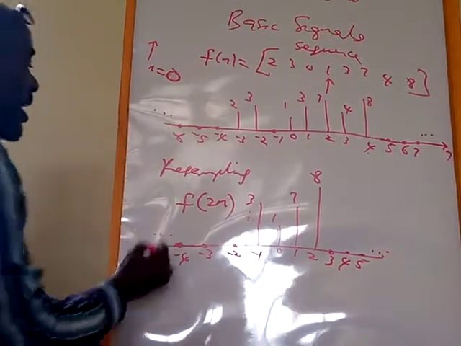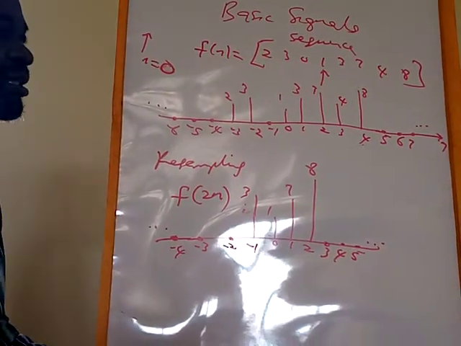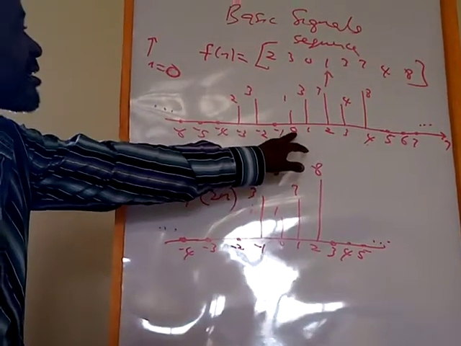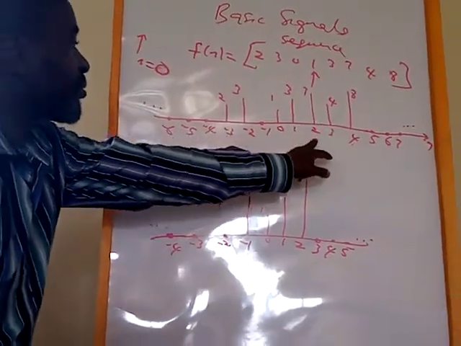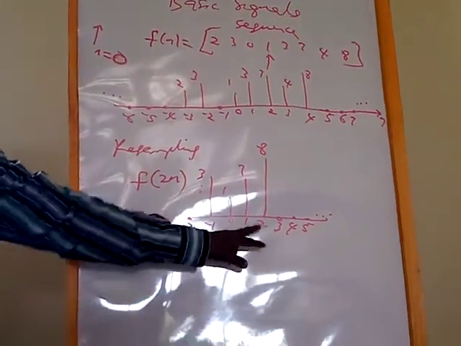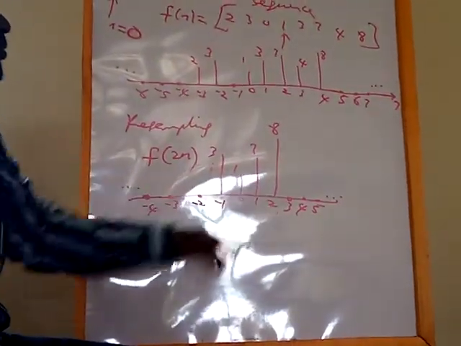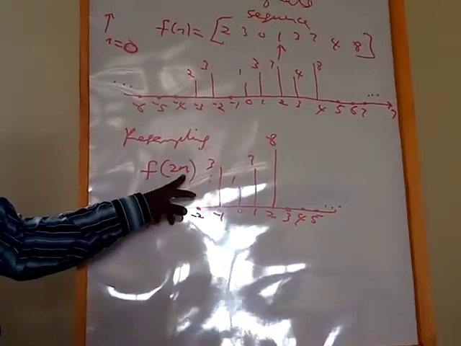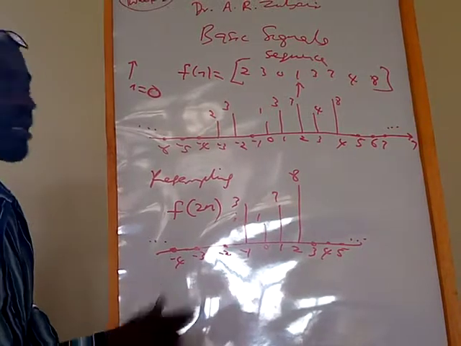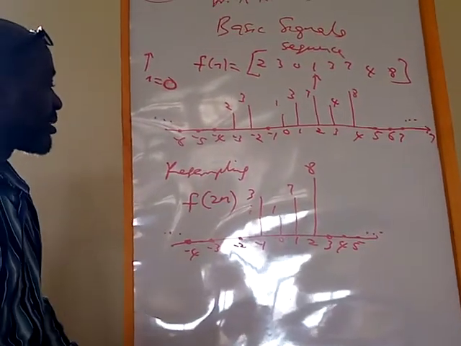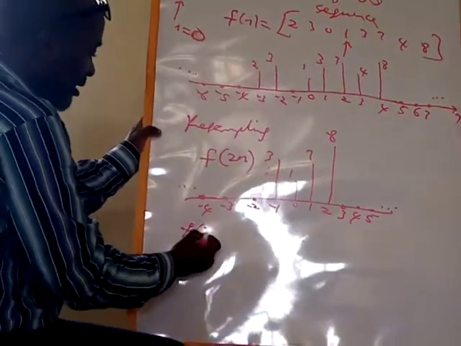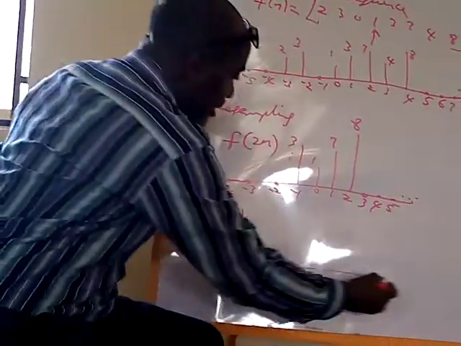What are we doing here? We are resampling. Instead of taking samples at 0, 1, 2, 3, we are now taking samples at 0, 2, 4, 6, and recording them as 0, 1, 2. So F of 2n means from 0 skip 1, take the next one, skip 1, take the next one. That's F of 2n. So suppose I want F of 3n. Let's see how that one will look.